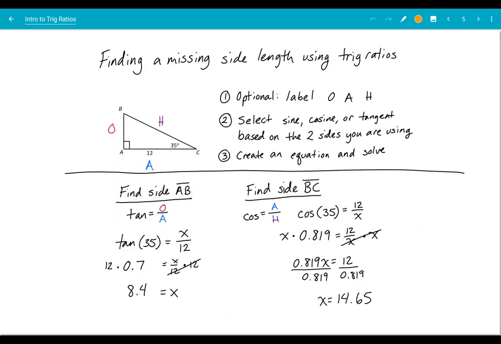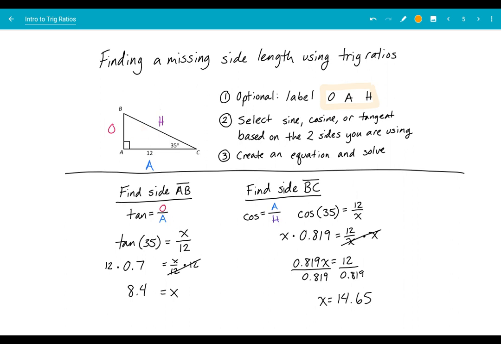So let's do a sample problem. Our job is to find the missing side lengths of this triangle using what we know about trigonometric ratios. The steps you might use, and the first one's a little optional, it just helps when you're learning how to do this, is labeling the O, A, and H. O stands for opposite, A for adjacent, and H for hypotenuse. The first one I usually label is the hypotenuse. It's right across from the right angle, and it's always right across from the right angle. So that one's the easiest one.